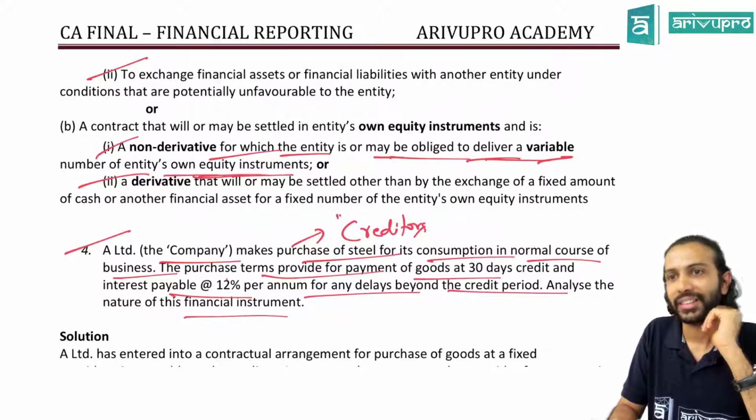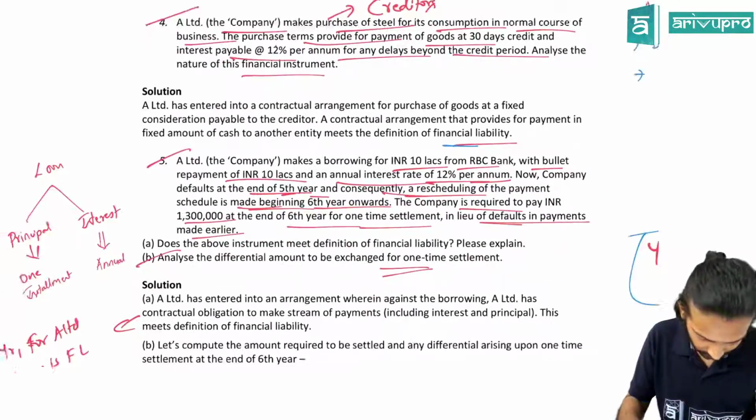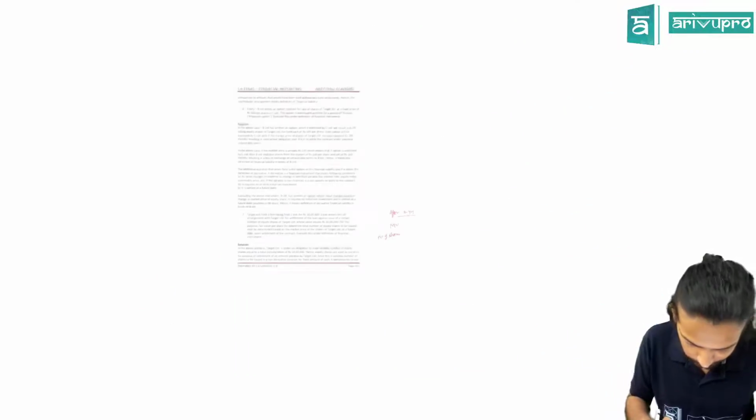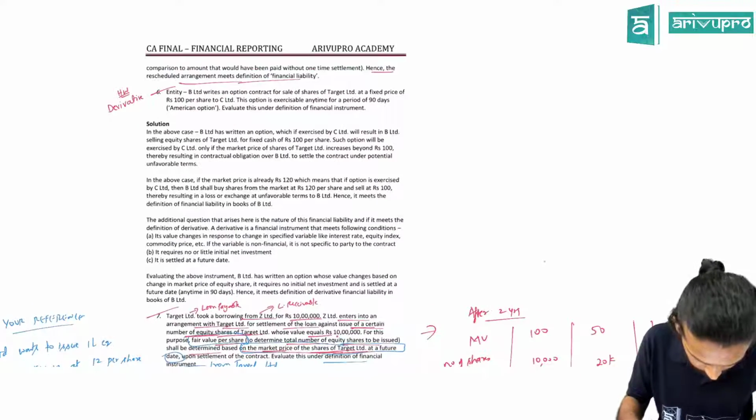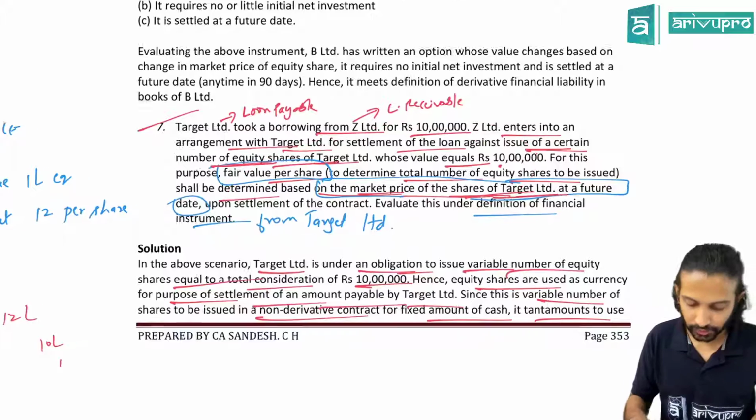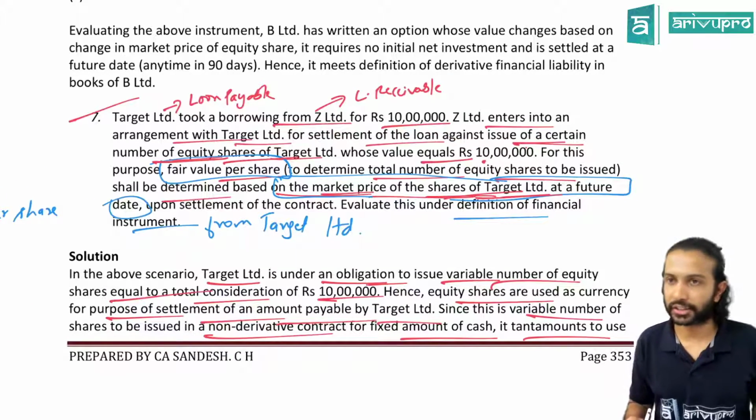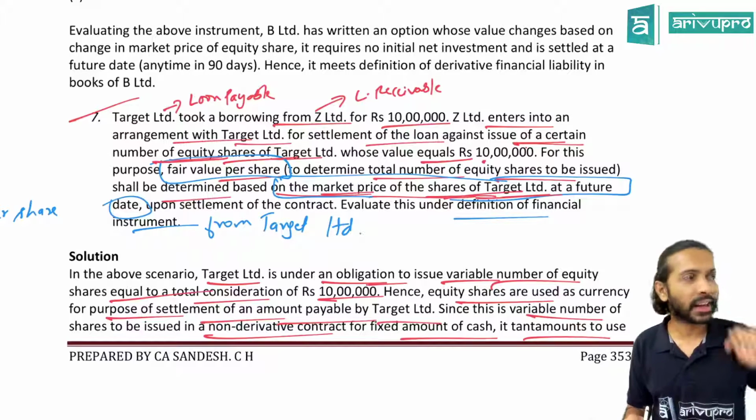Are we okay? Exactly like this example we saw now. Which example did we spend our time on? That fair value, this loan. Remember Target Limited, Z Limited. We took a loan. Are we repaying that loan in cash or through shares? Shares. Ideally, it looks like equity, but why didn't we classify it as equity?